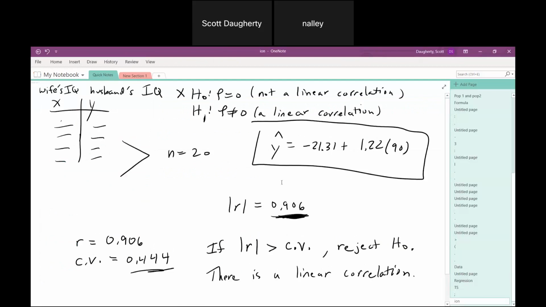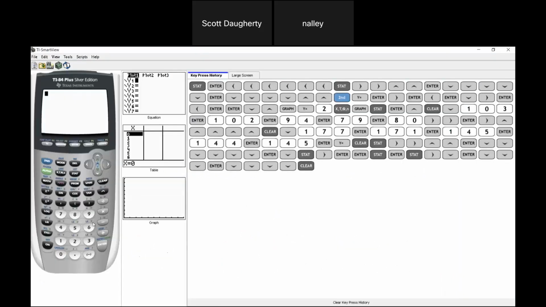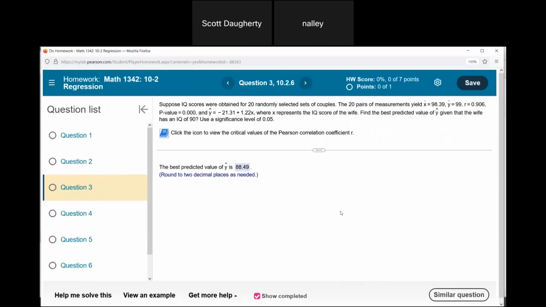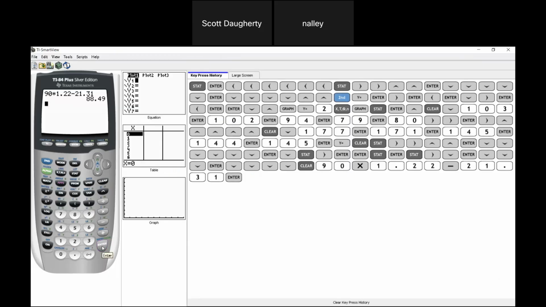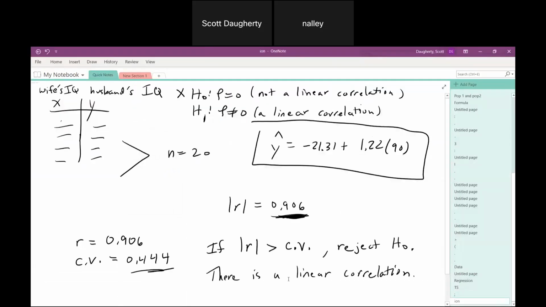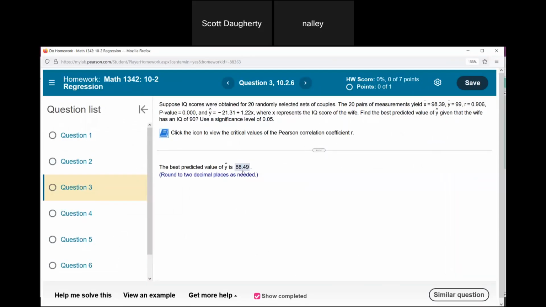Okay, so 90 times 1.222 minus, I think it was 21.31. Let me just double check it. Yes, negative 21.31. And we get 88.49. And that's where they're getting this prediction from. So that'd be the best prediction for the husband's IQ score if the wife's IQ score was 90.